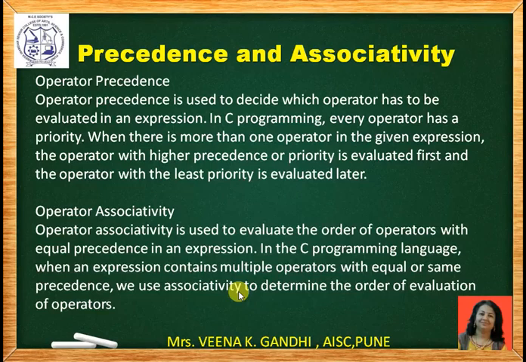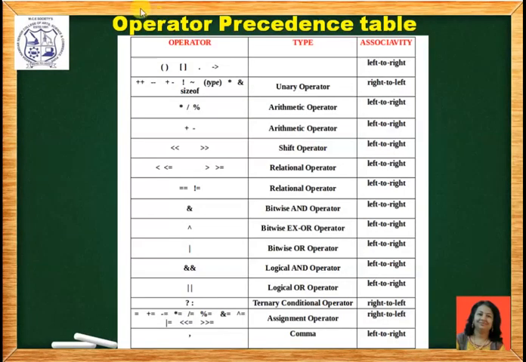Associativity decides the order of evaluation. Operator precedence table: round parentheses, square brackets, dot operator, and arrow operator have the highest priority, and the order of evaluation is from left to right. After that, the memory operator has priority, and the order of evaluation is from right to left.